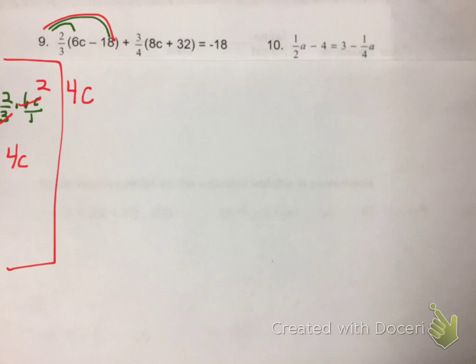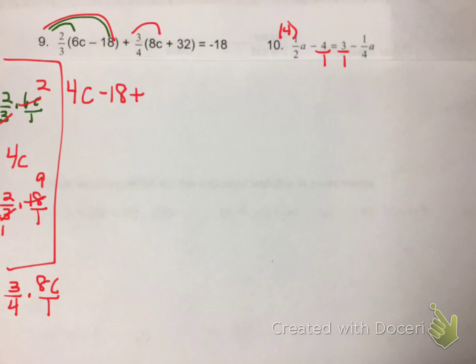Now we're going to multiply 2/3 times negative 18. So if you need to go to the side and write it out and cross-reduce, that's fine. If you can do it without going to the side, that's fine too. Now we're going to multiply the 3/4 times the second parentheses. So again, if you need to go to the side and do some little side work, that's fine. 3/4 times 8c over 1. So I want you to finish this problem.